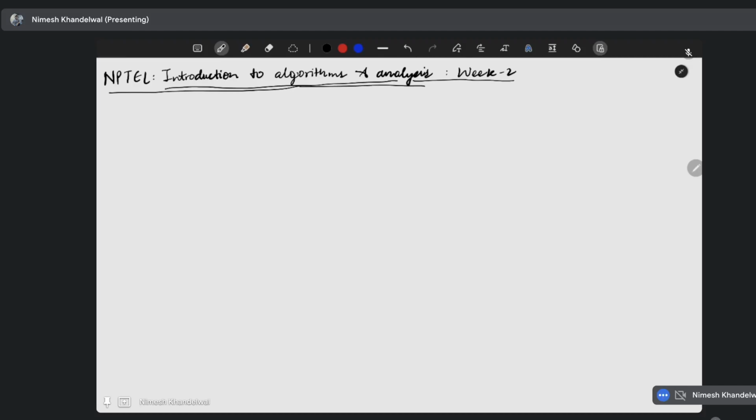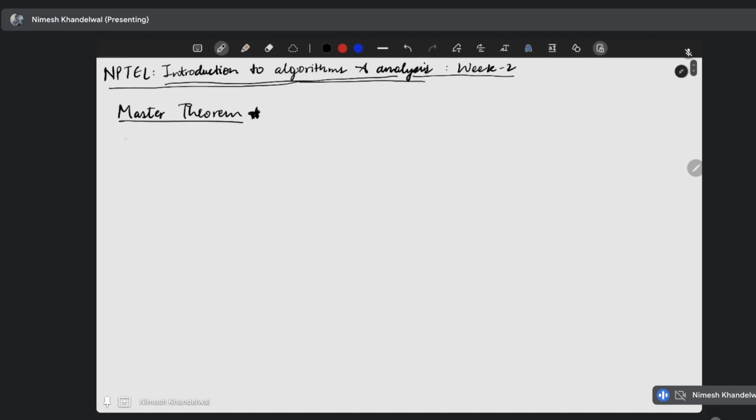So this week the primary focus of the lectures was the master theorem, right? Primarily this week the professor focused on the master theorem. So before taking any problems, I will just go through the master theorem here once again, just for the sake of completeness.